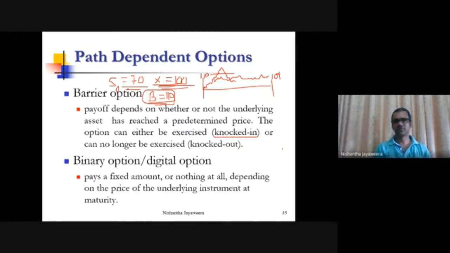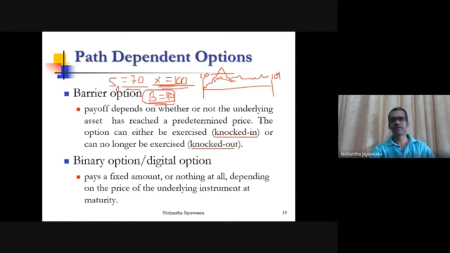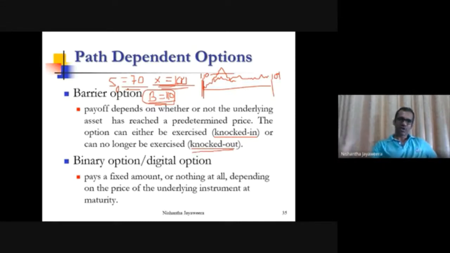So that is the nature of barrier option. There can be rules to consider as knocked out. So instead of saying your option is effective only if price goes above 110, you can say, okay, the option is effective from today, but if the price traded above 110 at any point of time, then your option becomes invalid. So knock out, that is also possible.